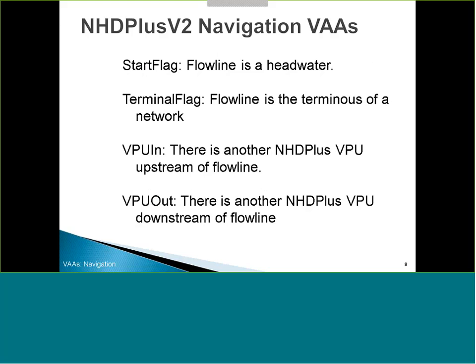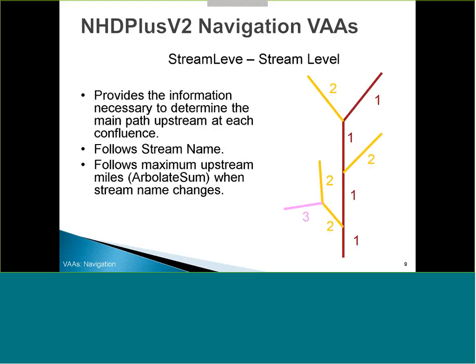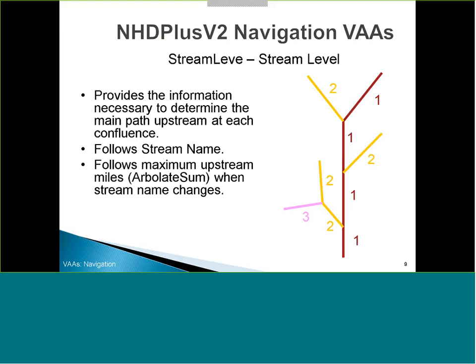The start flag just indicates that it's a flow line headwater. The terminal flag indicates that it's a flow line terminus of a network. VPU in and out, we just talked about. Stream level. This is an old reach file version 1 concept. Basically, it is a concept that starts at the bottom of the network and tries to follow the main stem of the network upstream and assign a consistent stream level.